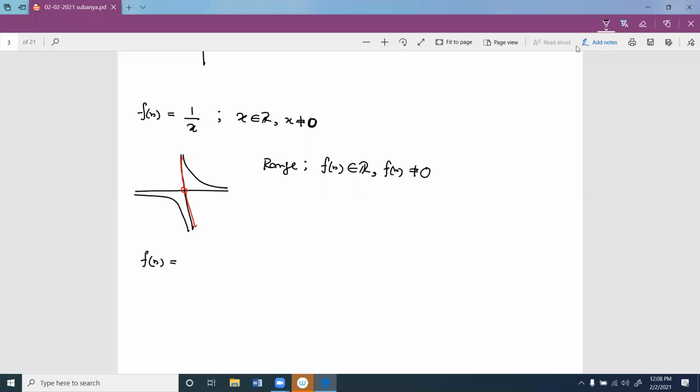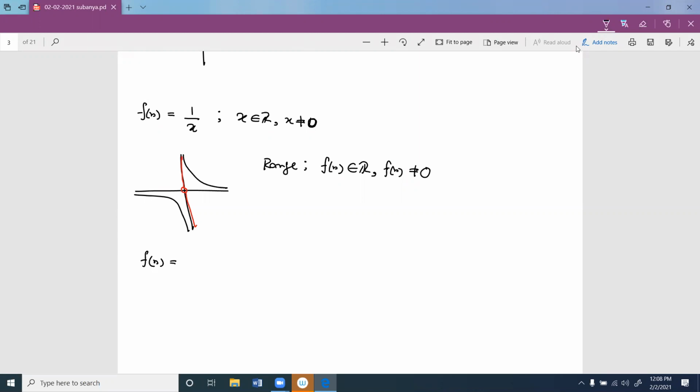Right, if you go ahead with 1 over x, again, if I just repeat it, x is any real number and it's not equal to 0, because if it is 0, the function does not exist. But the y value, you can see, y equals 0 does not exist in this graph. Therefore, the range becomes f(x) is any real number and f(x) is not equal to 0.